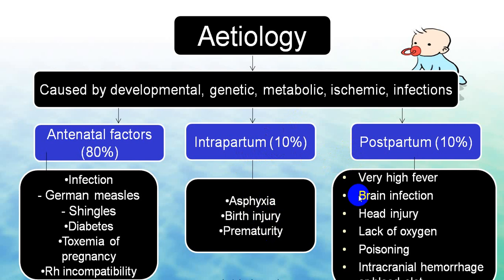During the postpartum period, immediately after birth, hyperpyrexia, encephalitis, any head injury, severe hypoxia, or any toxic drugs or chemicals, or intracranial hemorrhage, or because of a blood clot, all these factors can end up with cerebral palsy.